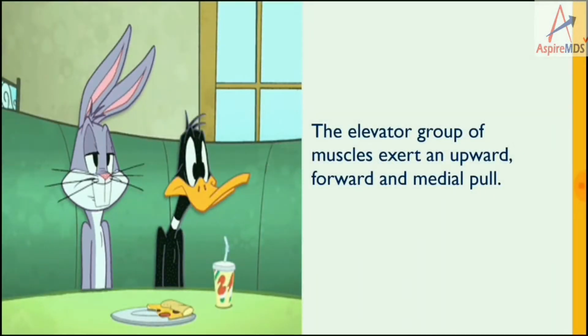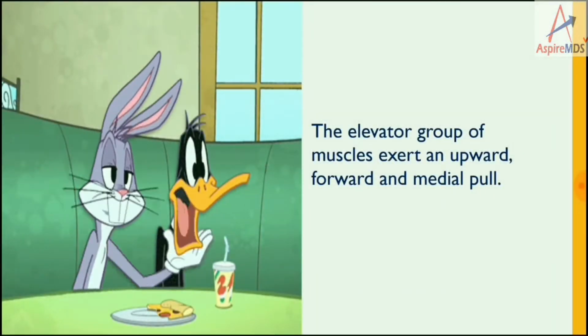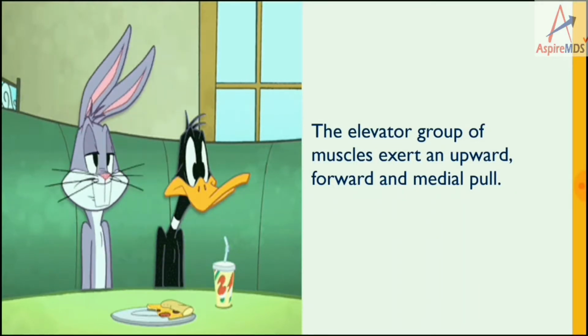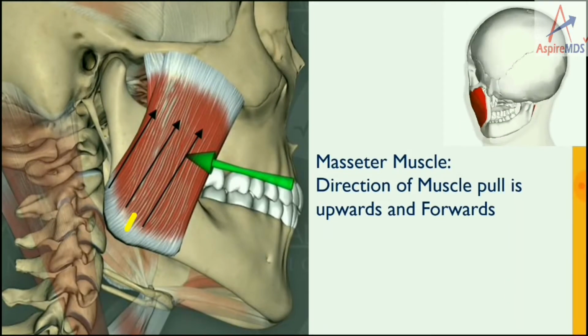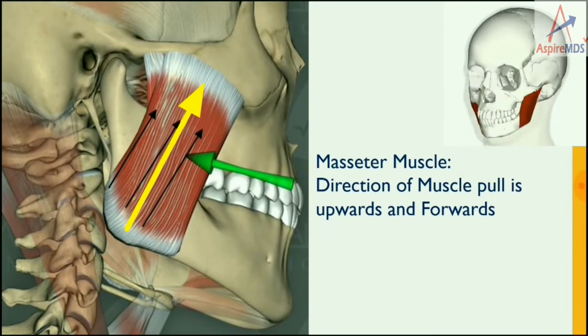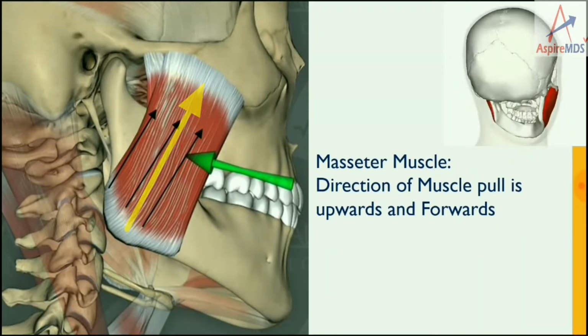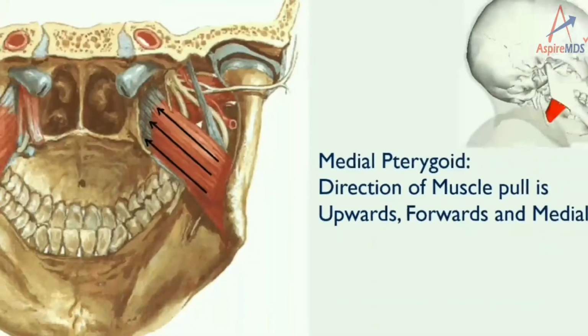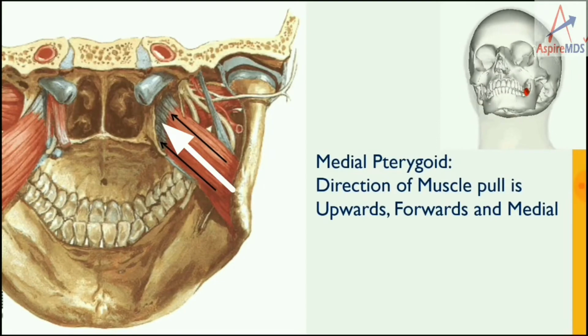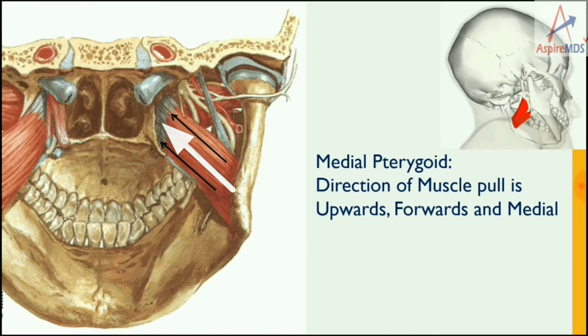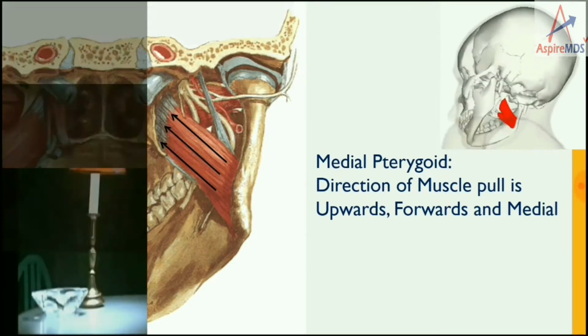The elevator group of muscles exert an upward, forward as well as medial pull, such that the mandible will get closed. For example, we have the masseter. The direction of the muscle pull is upward and forward. Now remember, this is going to help us in the classification of fractures. The medial pterygoid also causes upward, forward and medial pull. They are helping us in closing the mandible.